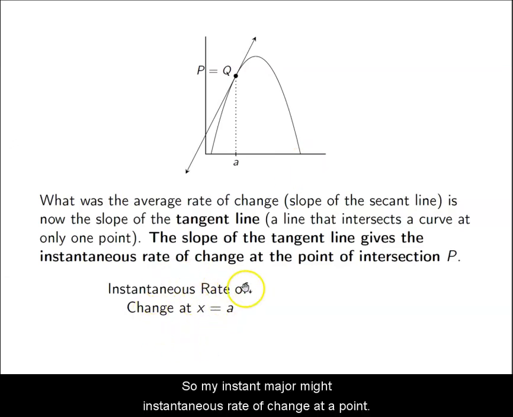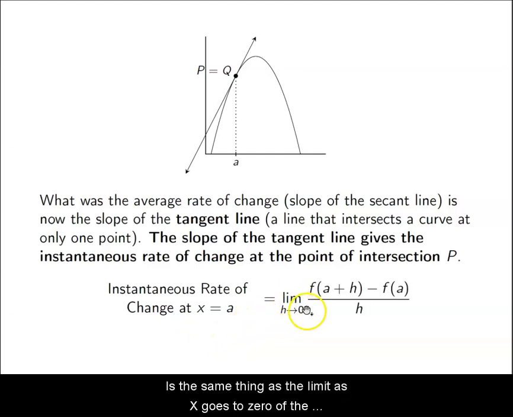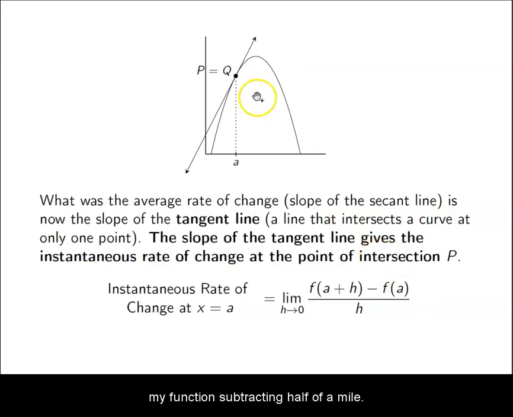Right. So my instantaneous rate of change at a point is the same thing as the limit as h goes to 0 of the difference quotient. So me plugging in a plus h into my function, subtracting f of a, my output for the fixed point, divided by h.